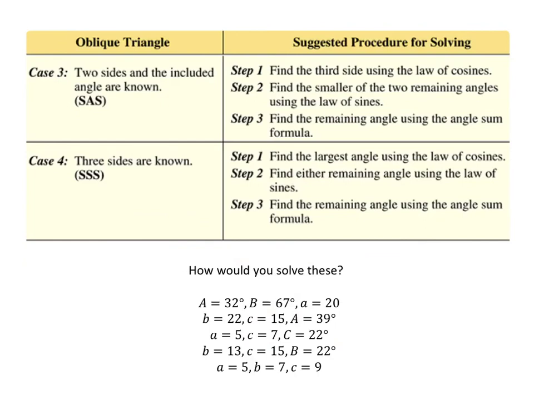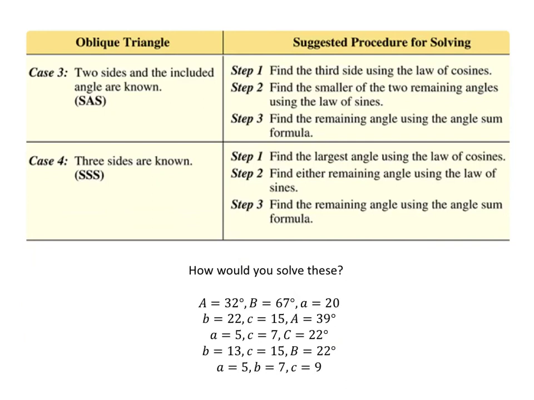Today, we looked at instances where there are 2 additional cases. Here, you know 2 sides and one of the angles. So the first thing you'll do is find that third side. You'll find the smaller of the 2 remaining angles using law of sines, because remember that law of sines will only give you acute angles. So you want to make sure that you're finding the very smallest of the angles, because it will be acute. Then you find the larger of the 2 using the angle sum formula.